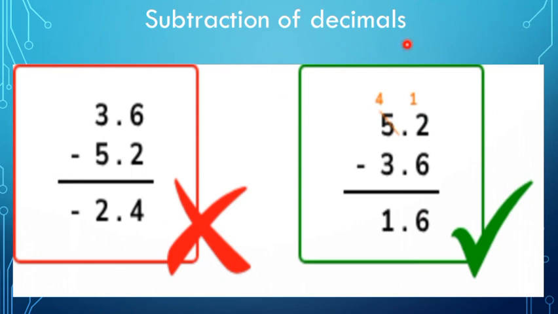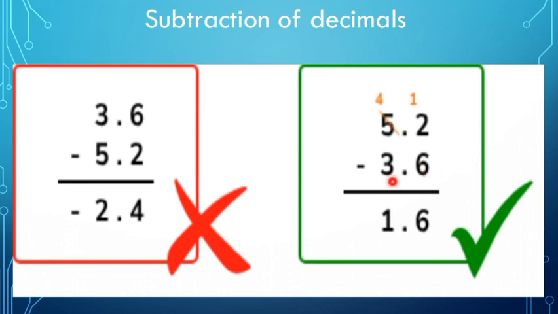Now let's learn about subtraction. Don't do it like 3.6 minus 5.2 and get minus 2.4. Don't do it. It's the wrong method. Or even 3.62 minus 5.2. Don't do the subtraction without aligning the decimal points and then get the answer. That is also incorrect. Do it like this.